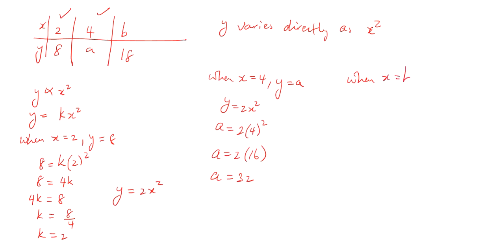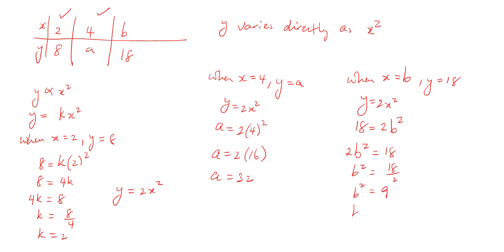When x is equal to b, y is equal to 18. So we know the equation is y is equal to 2x squared. So therefore 18 is equal to 2 by b squared. So we can write this as 2b squared is equal to 18. So b squared is equal to 18 divided by 2. So b squared is equal to 9. Therefore b is equal to the square root of 9. Therefore b is equal to 3.